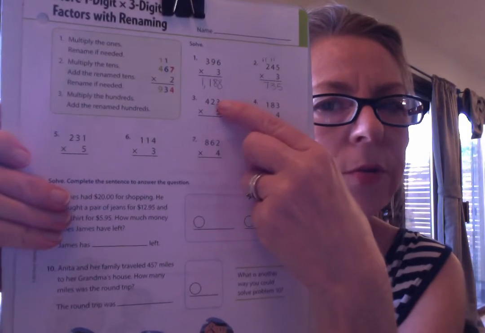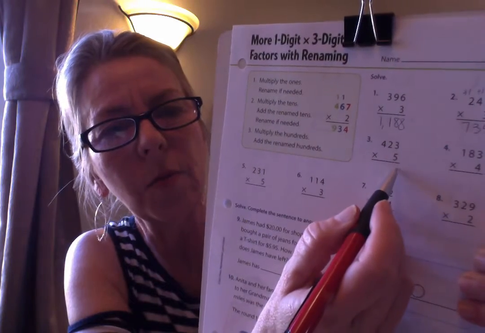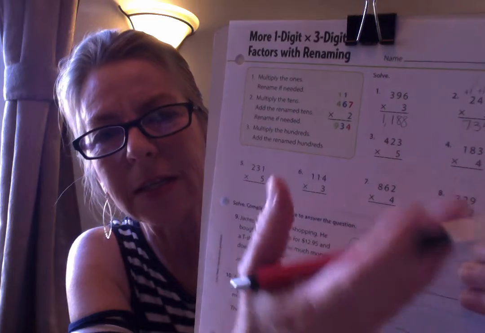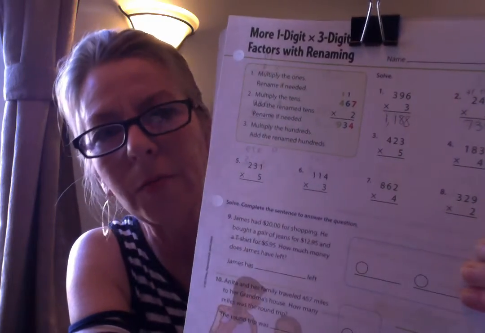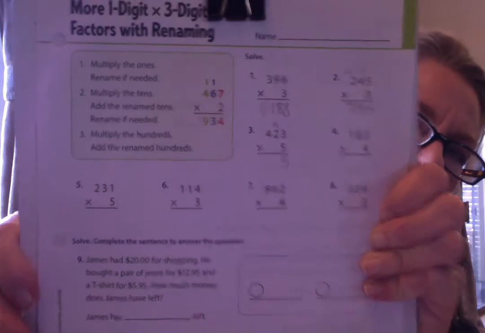5 times 423, and we're going to take a multiplier and multiply by ones. Okay, so 5 times 3 is 15. Now, here's where I see a lot of people make a mistake. They know this is 15. They put the 1 here and the 5 up here. But think about what 15 is. It's a 1 in the tens place and a 5 in the ones place. So we're going to put our 5 in the ones place and our 10 up in the tens place.